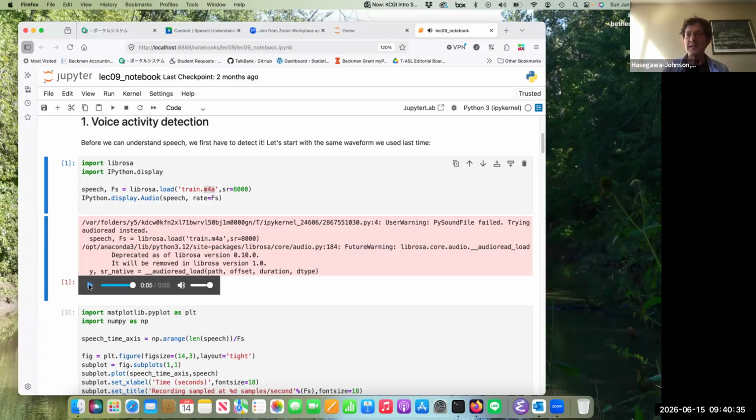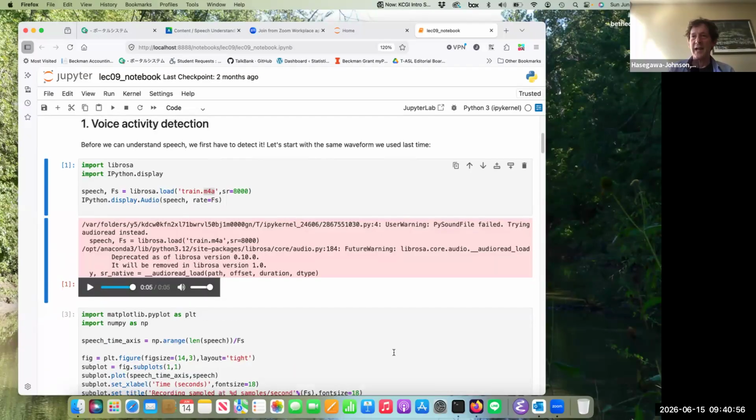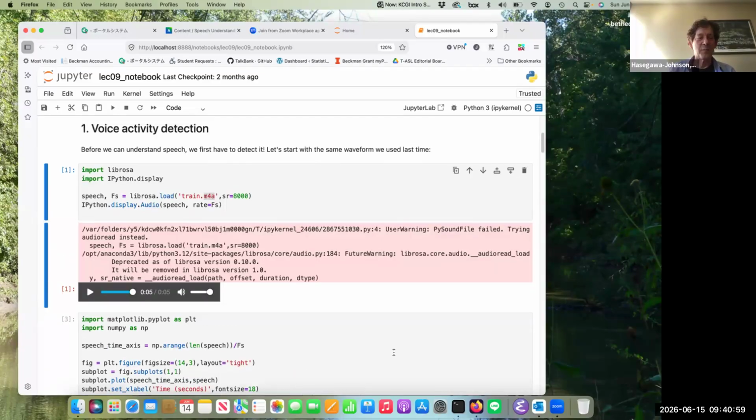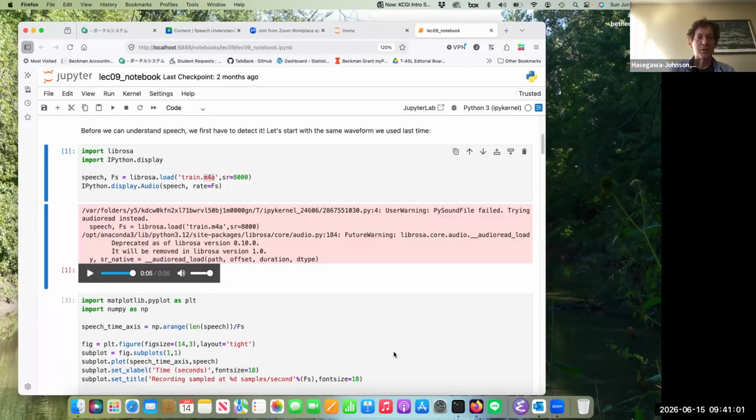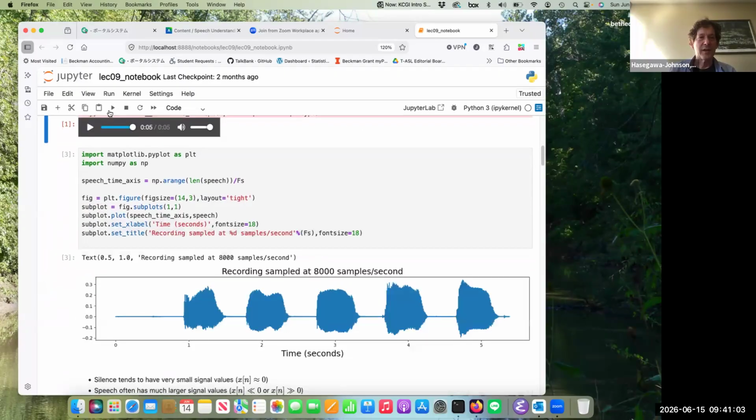So again, this is the same waveform that we used last class. This is my voice reading the five vowels, A, E, U, A, O, with silences in between them. And those silences are going to allow us to easily segment this speech into five separate syllables, and then to create a template that allows us to identify in any future utterance which of those five vowels is being produced. So let's go ahead and plot the waveform.